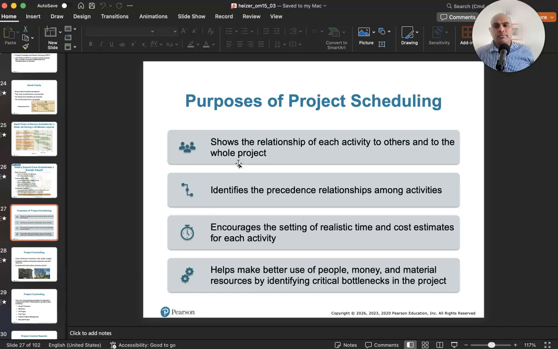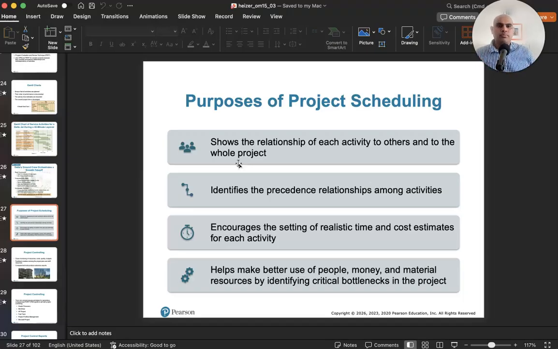It shows relationships among activities. It identifies any precedence relationship amongst activities. It encourages the setting of realistic time and cost estimates, and helps make better use of money, people, and materials, right? So that's the main purpose of project scheduling. It's very important for us to know what our activities are, so a good work breakdown structure is useful. Once the work breakdown structure is done, a good Gantt chart or a good way of looking at how the different activities you have come up with are related to each other is extremely important and extremely useful. Which activities precede which activities? The precedence relationships. Extremely important and extremely useful, right?